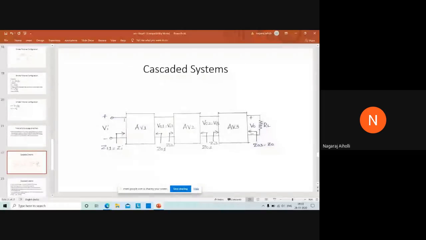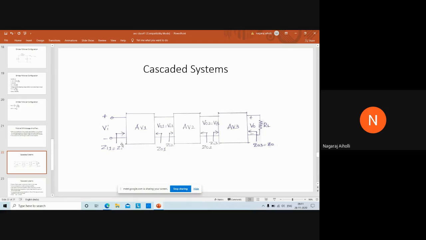This is how the different amplifier stages are connected. This is the first amplifier stage, which has the gain of AV1. Its output is V01 and its input is the main input Vi. The output of this amplifier is applied as input to the next amplifier, whose input is Vi2. That means the output of the first amplifier is applied as input to the second amplifier. Therefore, V01 is equal to Vi2.